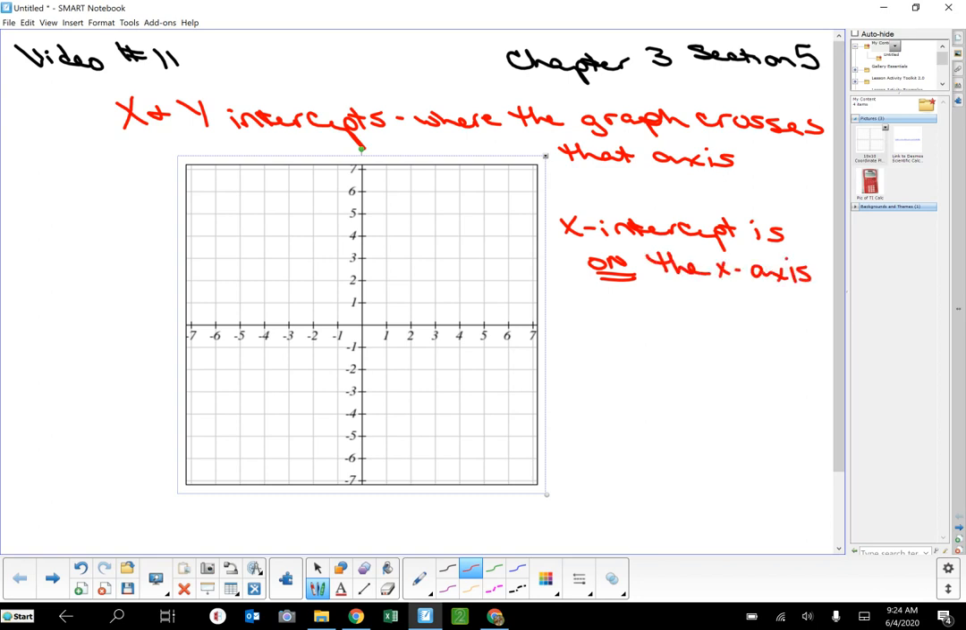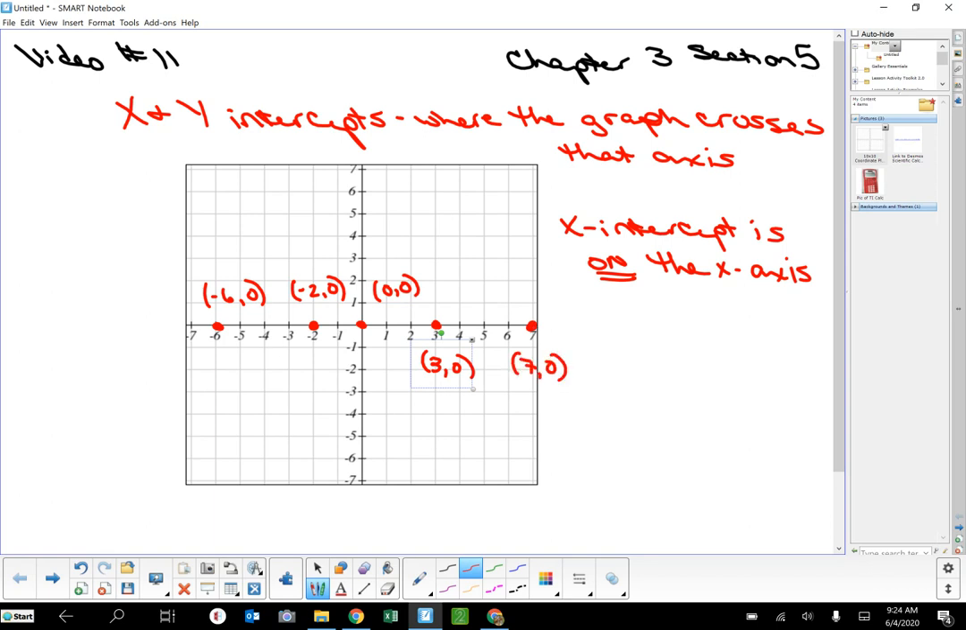And let's take a quick look at that. If I have any point, here's a point on the x-axis and its ordered pair is -6, 0. Here's another point on the x-axis, -2, 0. The origin is a point on the x-axis. This point is 3, 0. This point out here is 7, 0.